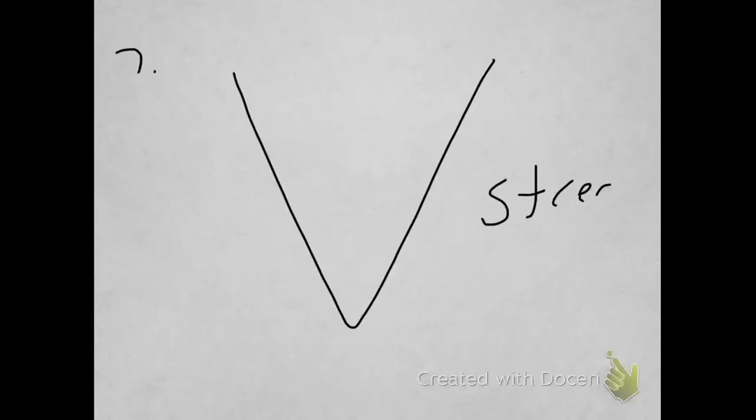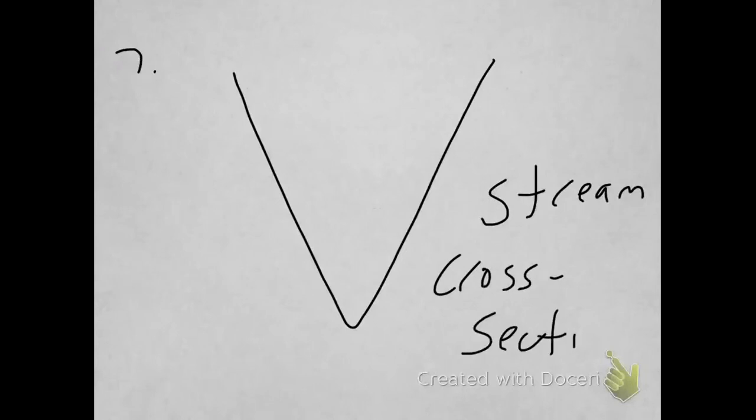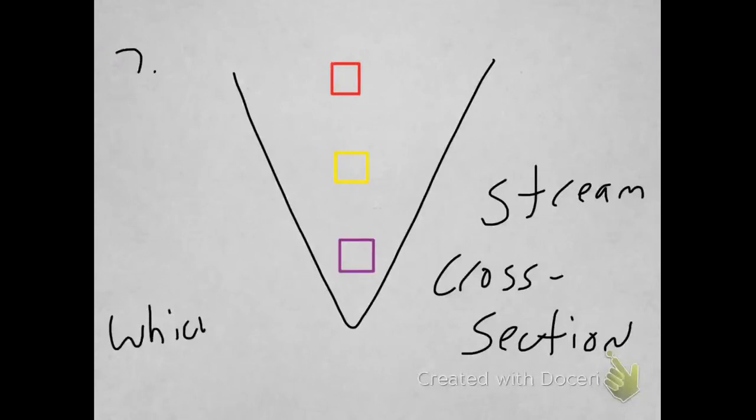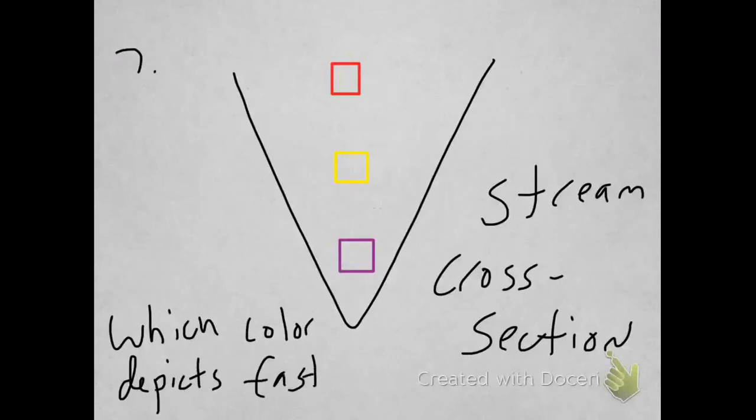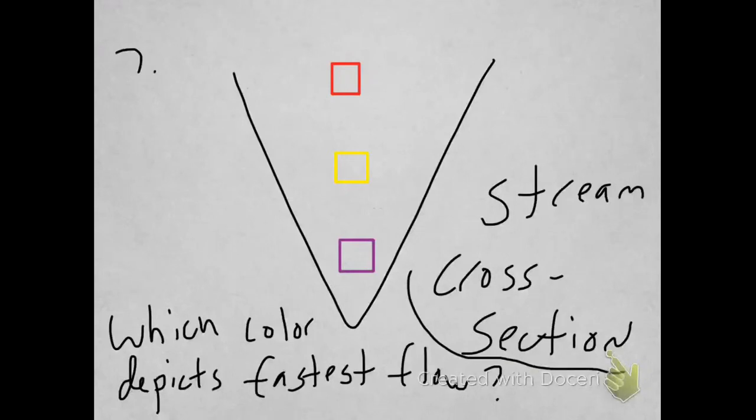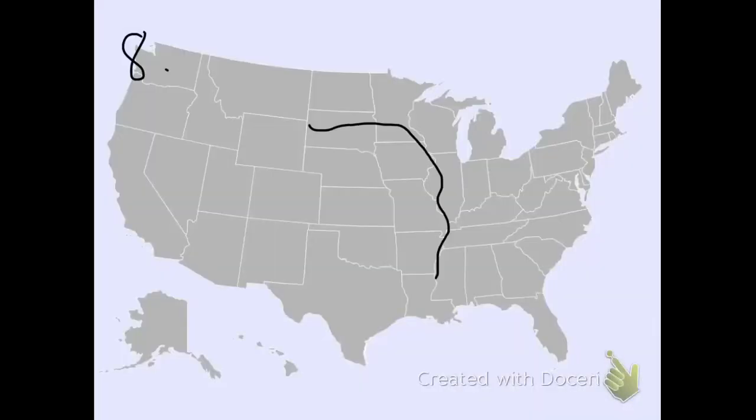Okay, question number 7. I've drawn a stream cross section here. And I'm going to put some funny colored squares in different parts of the channel. So your job is to determine which colored square depicts fast flowing water. Where is the water going to be flowing the fastest? And the answer is the red square at the top center. Okay, that little thing was just a little divider I drew up there.